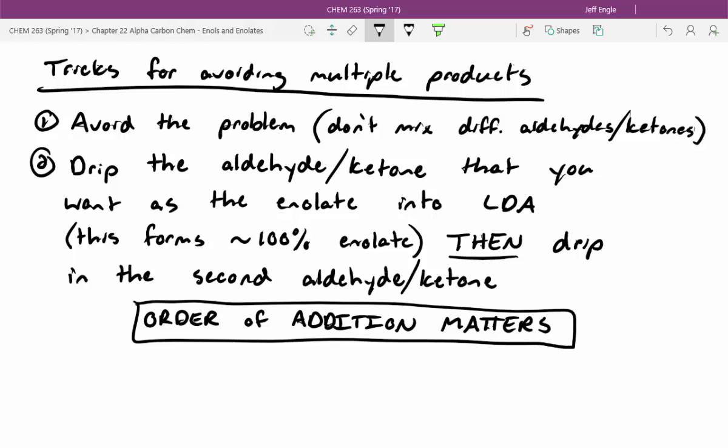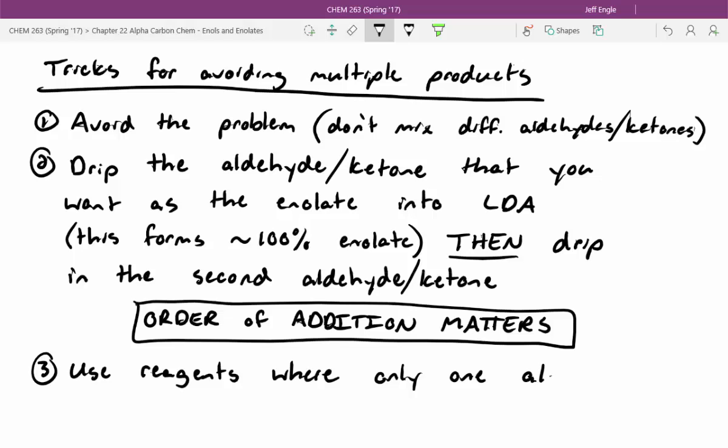The third one that's actually pretty dang easy is use reagents where only one of the aldehydes or ketones has alpha protons. That's also along the lines of step 1, just avoid the problem altogether. So, does that make sense?